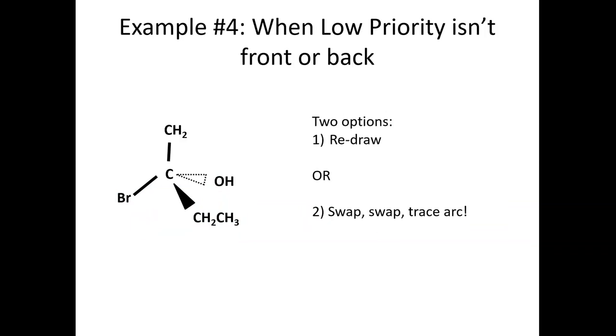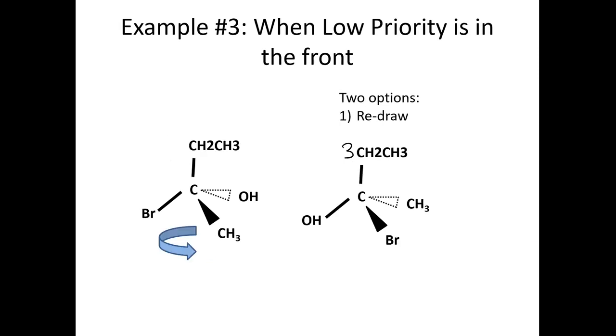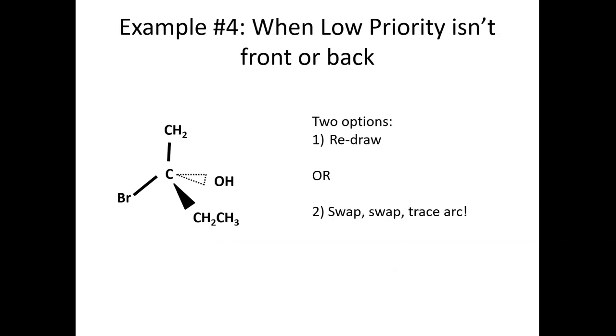Or we can swap, and trace and do an arc. So I'll tell you about that. This process is okay. It sort of works, but it gets more complicated when you get into more complicated compounds. So I'm not going to focus on that one because it's not going to be helpful, especially when we have ringed structures. So the swap, trace method is the best way to deal with this. So let's walk through that.